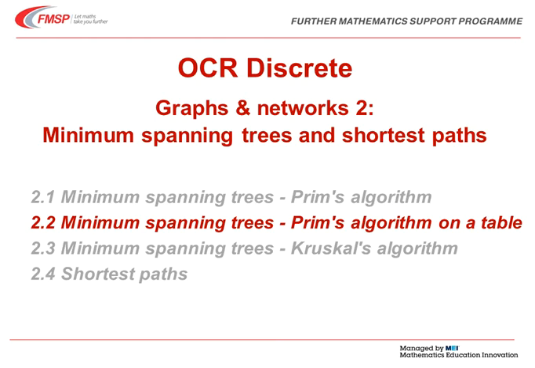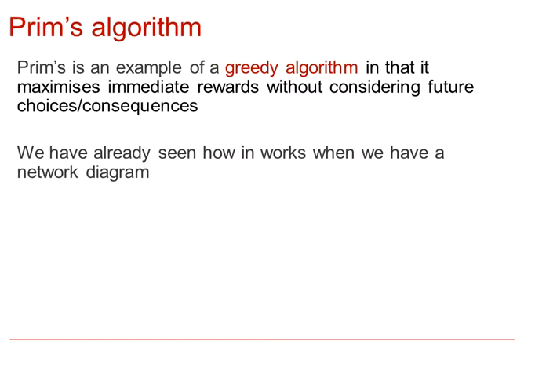Hello, this is the second video in the Graph and Networks 2 series for OCR Discrete Further Maths. It covers finding a minimum spanning tree from a table or matrix using Prim's algorithm. Prim's is an example of a greedy algorithm in that it maximizes immediate rewards without considering future choices or consequences. Therefore, it only looks at the arcs connected to the vertices already chosen. We have already seen how it works when we have a network diagram.